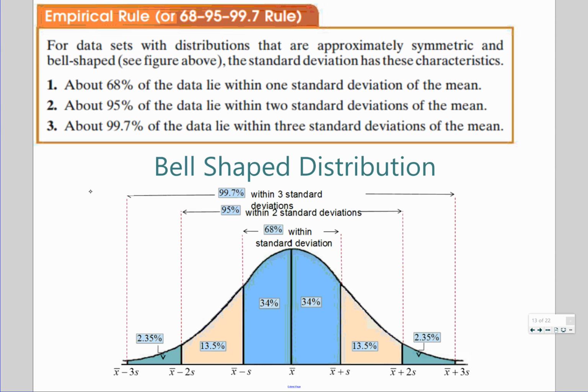All right, so make sure you have this picture and each of those percentages. 34 in the blue regions, 13.5 in the yellow regions, and 2.35 in the green regions. Okay, empirical rule or the 68, 95, 99.7 rule.